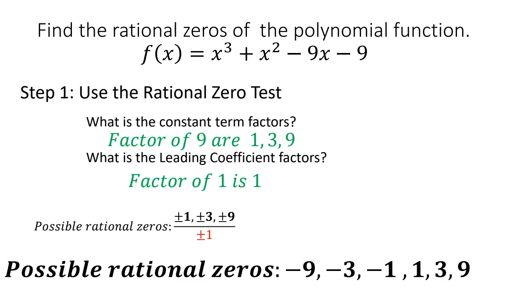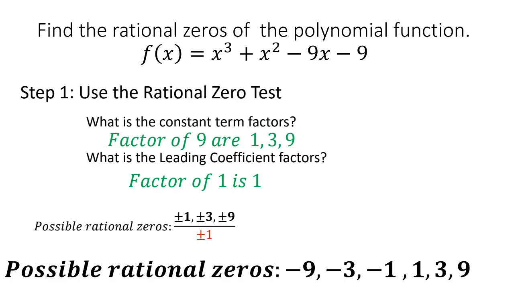Okay, and I'm not interested in whether it was positive or negative, either of them, because I'm going to look at both prospects of it, right? So here, the factors of 9 are 1, 3, and 9. The factors of 1 is, well, it's just 1.